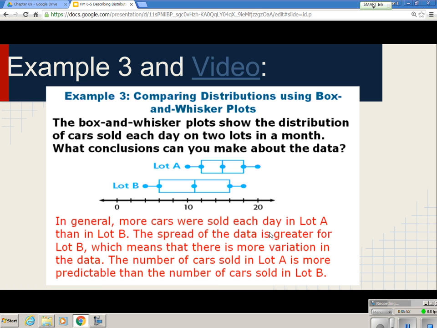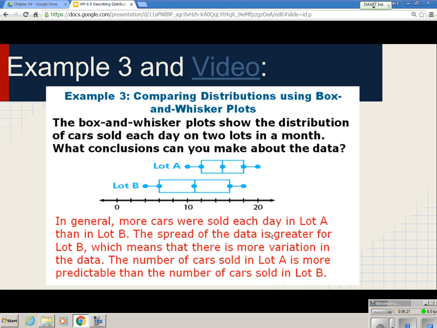Well, the one thing you probably notice is that there's more cars sold in lot A than in lot B. The large amount of all the data is further to the right or further up the number line than lot B. So the spread of the data is much greater for lot B. There's a lot of days where they're lower. There's days that are really high, but they're not as consistent as lot A. So the number of cars in lot A is definitely more predictable than the number of cars sold in lot B.